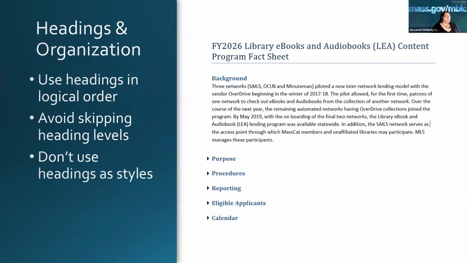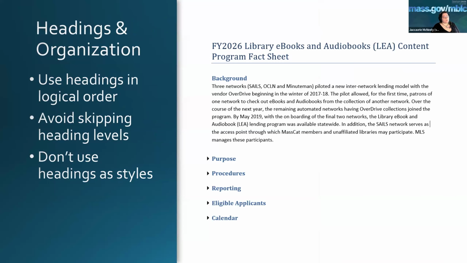So then when we're looking at headings and organization, this is that document as it was presented. You can see that I've collapsed the headings. This is something you can only unfortunately do in the desktop version if you want to see that outline. Each level of heading will let you collapse down so that you can see what it looks like with just those headings. One of the most important things is to use the headings in the logical order.